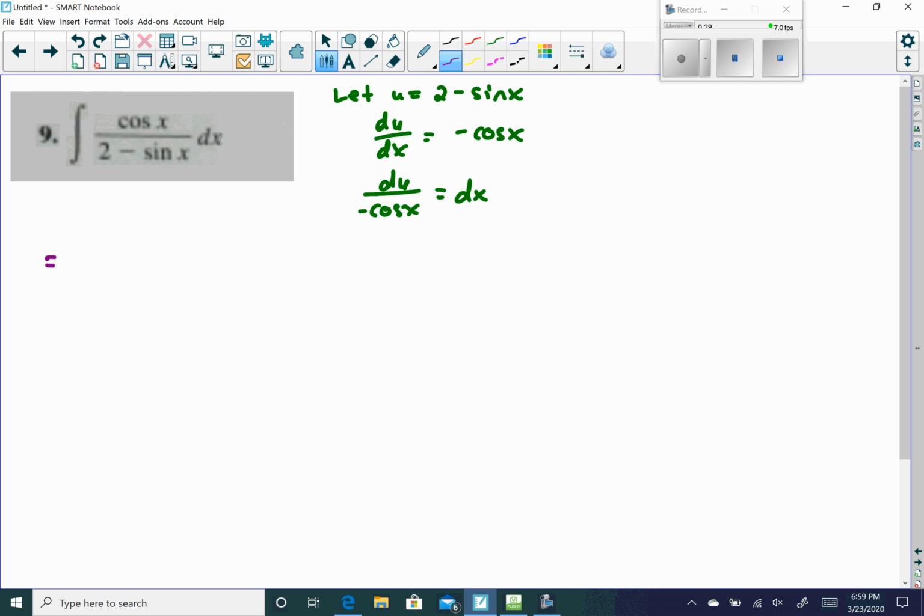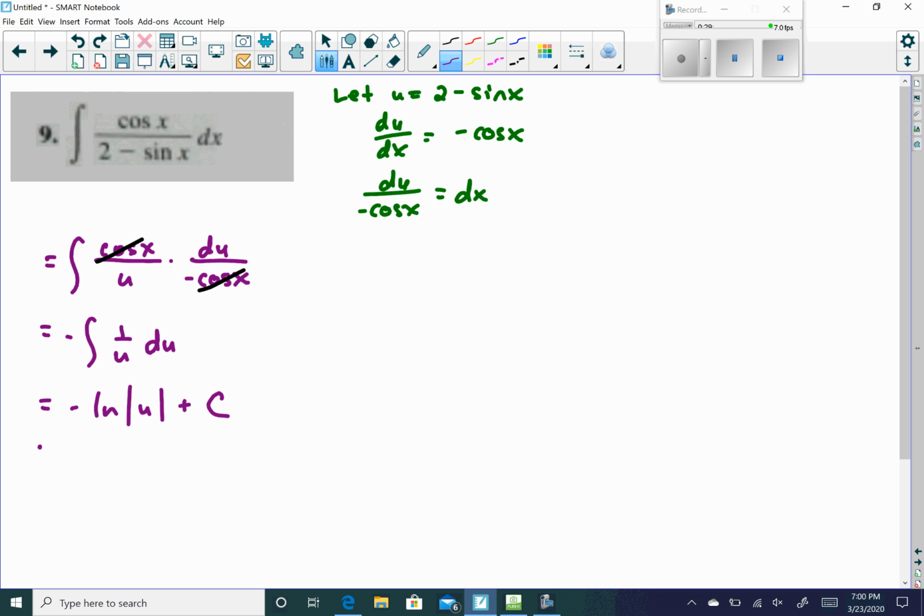So right now, this will become the integral of cosine x over u times du over negative cosine x. Cosine x is divided out, but careful. We're still going to have a negative sign here, so it becomes the opposite of the integral of 1 over u du. So this becomes the opposite of the natural log absolute value of u plus c, don't forget that. And then we could substitute back into u as the absolute value of 2 minus sine x, and then plus c.